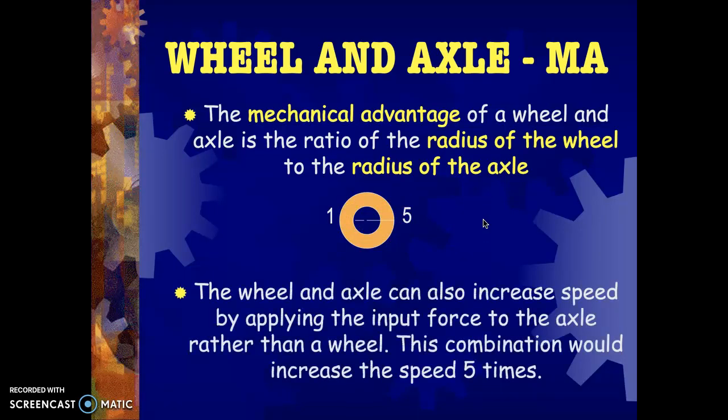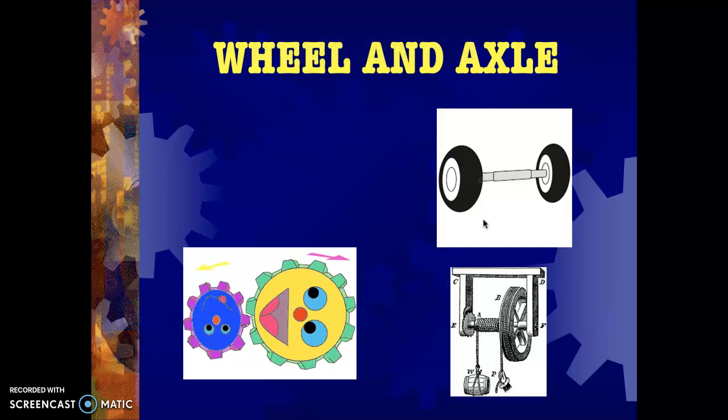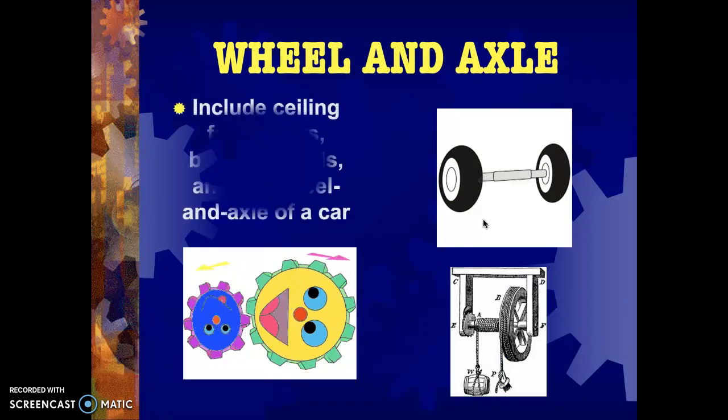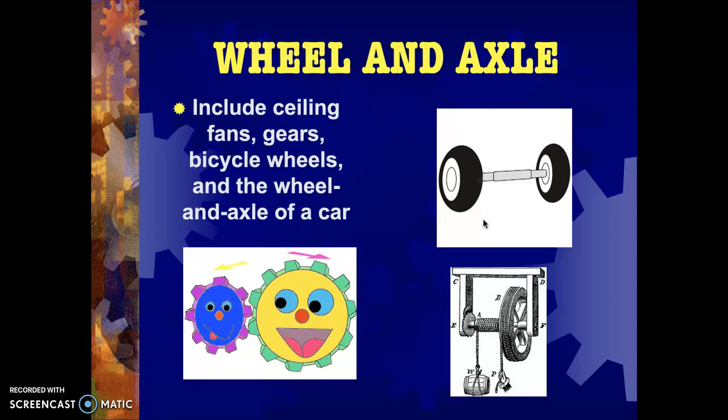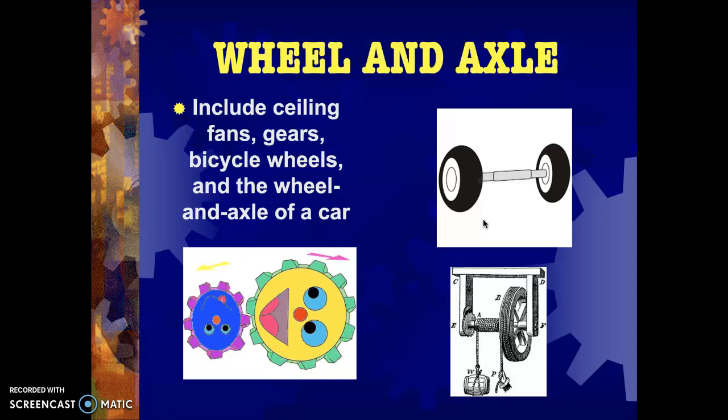The wheel and axle can increase speed by applying the input force to the axle rather than the wheel. This combination would increase the speed 5 times. So that is the mechanical advantage of a wheel and axle. Some more common examples of wheel and axles include ceiling fans, as in the previous pictures, gears and their cogs, bicycle wheels, the wheel and axle on your car. And if you remember, even pulleys use wheels and axles.